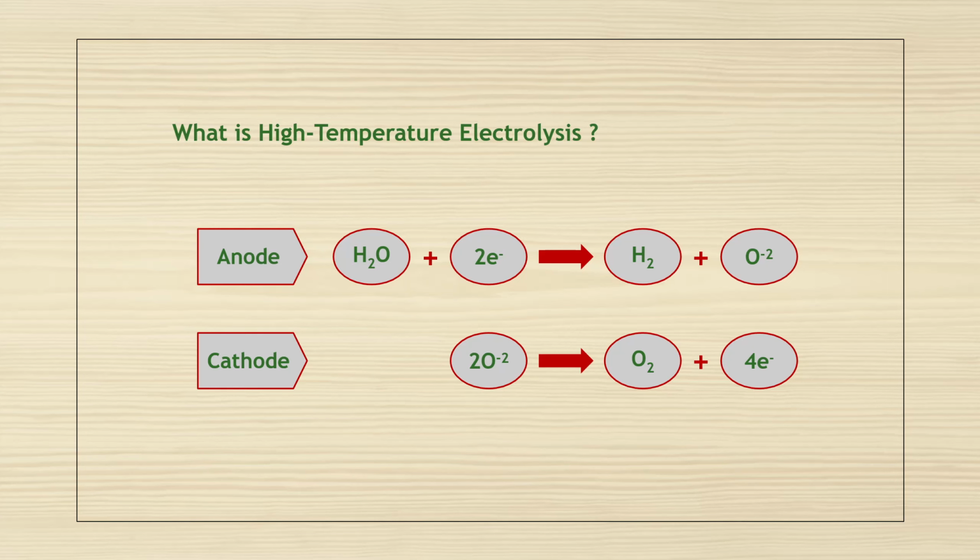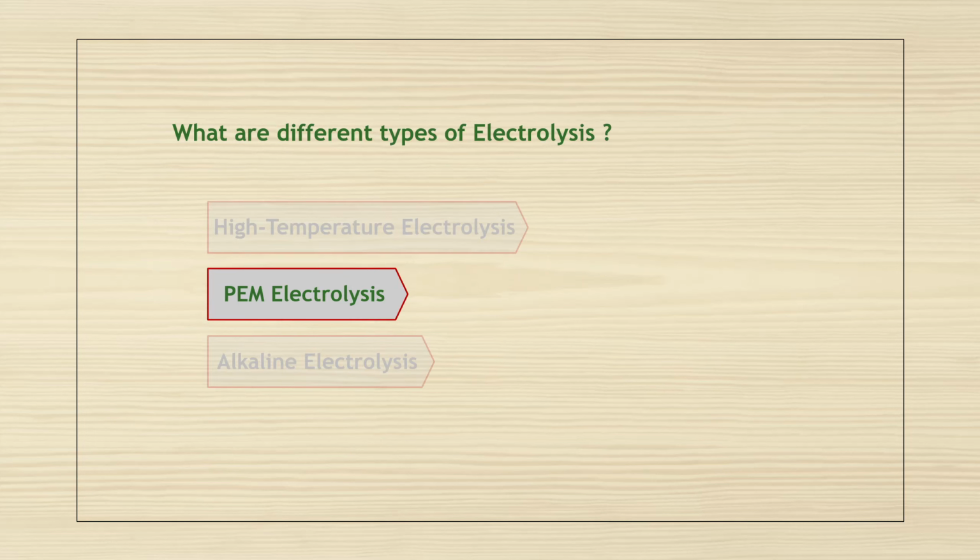In the catalyst layer on the anode side, water reacts with electrons to produce oxygen ions and hydrogen. Oxygen ions are transferred from the anode side to the cathode side through the electrolyte layer. Then, in the catalyst layer on the cathode side, oxygen ions split into oxygen and electrons. Next, we describe PEM electrolysis.